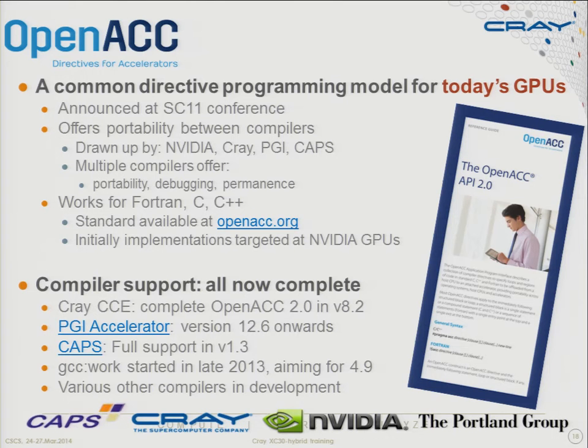So OpenACC, it's about a couple of years old now. It was drawn up by NVIDIA and Cray and PGI and CAPS. So there's multiple compilers, which is good for portability, it's good for debugging, it's good for the programming model surviving. C, C++, and Fortran. And GCC announced at Supercomputing that they are now starting to do some development to support OpenACC, targeting, I think, version 4.9, which is later this year, for at least some coverage of this.